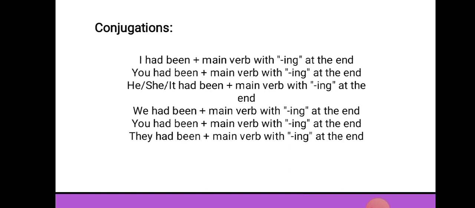The subject of the verb can be a personal pronoun: I, you, he, she, we, it, they. Had is the auxiliary verb used in the past for the past perfect continuous, been being the auxiliary verb used to form the present perfect continuous. Verb with ing is the form of the verb that is used in the past perfect continuous.